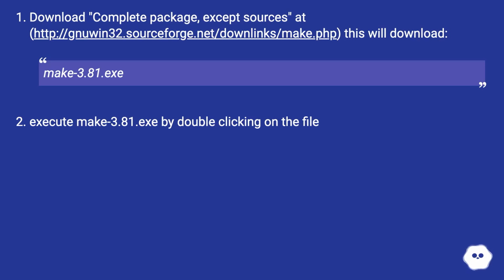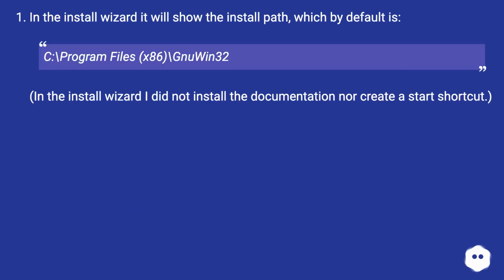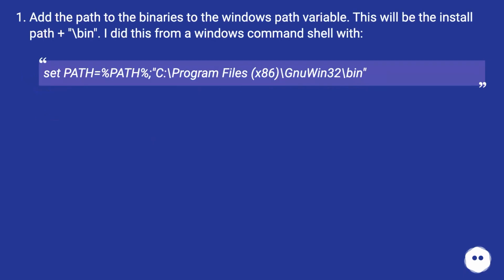Execute make-3.81.exe by double-clicking on the file. In the install wizard it will show the install path, which by default is C:\Program Files (x86)\GnuWin32. In the install wizard I did not install the documentation nor create a start shortcut. Add the path to the binaries to the Windows path variable. This will be the install path plus \bin.